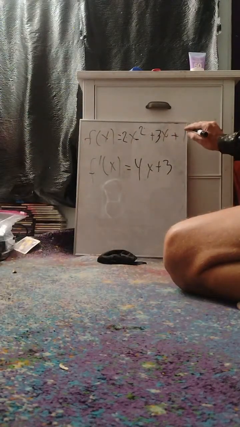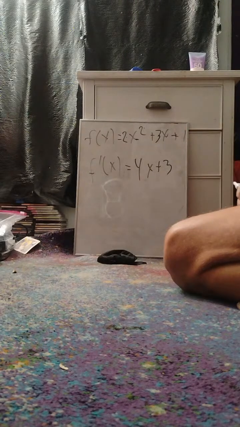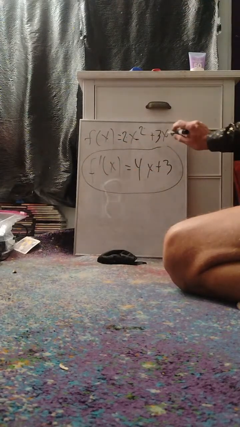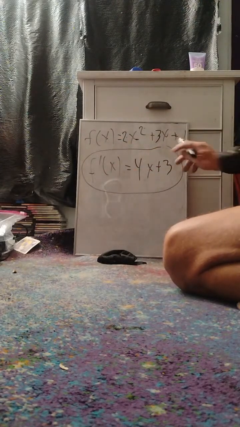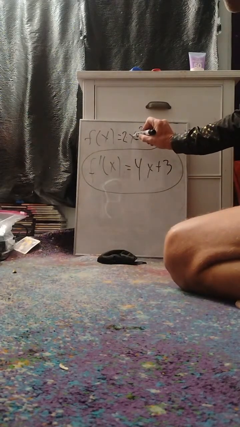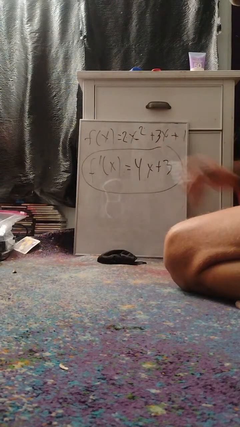And then here, this is x to the 0, because x to the 0 is 1, and when you multiply 0 by that, you get 0, so that doesn't come out to anything. So the derivative of 2x squared plus 3x plus 1 is 4x plus 3. And that means that at any given point x, the slope of this function, the rate of change of this function, is this function.